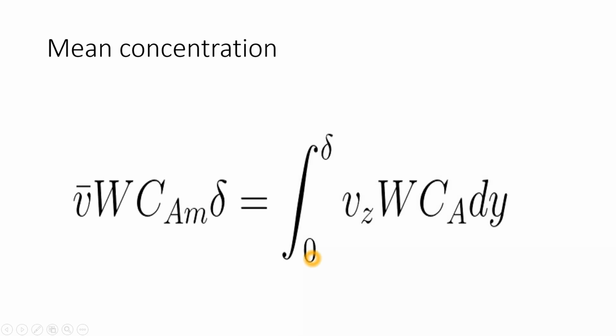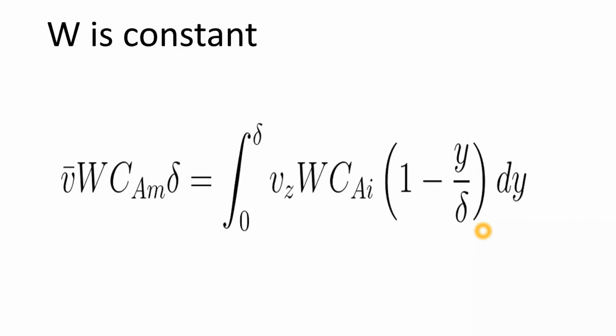So we are integrating from 0 to delta. What we will put, instead of V average, we will put Vz, since we have been given a profile. W is similar, W is not changing, W is the same. Ca we will put the actual concentration, into dy. Now we will integrate from 0 to delta. W and W will be cancelled out, and instead of Ca we will put Ca is equal to Ci into 1 minus y upon delta, which we have calculated earlier.